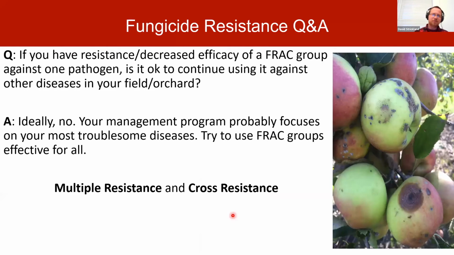Now, if you have resistance or decreased efficacy to a particular FRAC group in your orchard or in your field against a particular fungal pathogen that you're concerned about, is it okay to continue using it to manage the other fungal pathogens in your field and orchard? And I'm going to tell you right now, ideally, no. Ideally, you stop using that particular FRAC group altogether and you set it aside such that sensitivity to that FRAC group in the pathogen that it's not working as well on comes back. But we know, as we've seen earlier, it sometimes takes some time to do that.